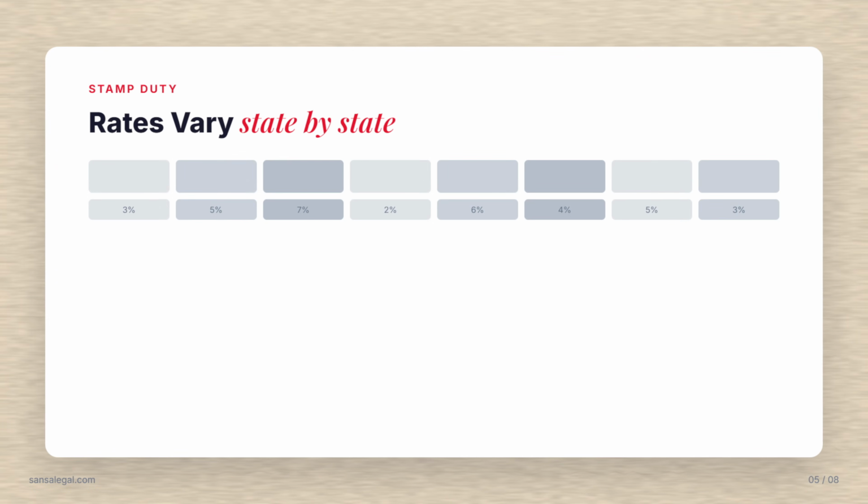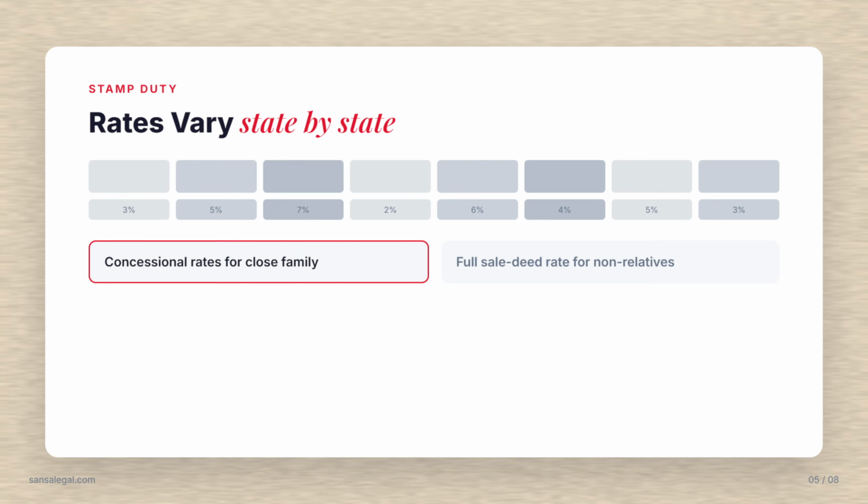Stamp duty is a state subject, and rates vary significantly. Many states offer concessional rates for gifts between close family members, parents and children, spouses or siblings, while gifts to non-relatives can attract the full sale deed rate. Duty is generally calculated on the market value or the circle rate of the property, whichever is higher. On top of that, expect a registration fee, typically 1% of the property value, subject to a cap.